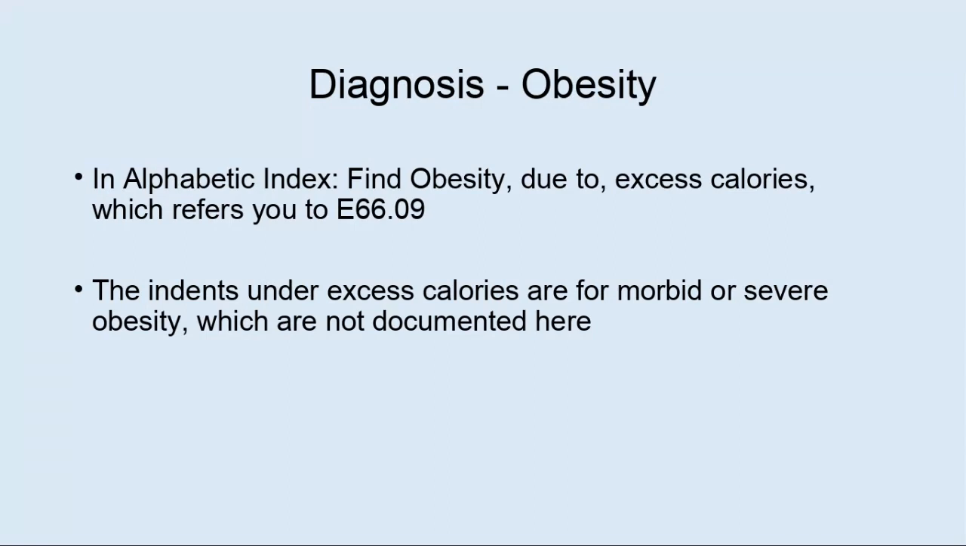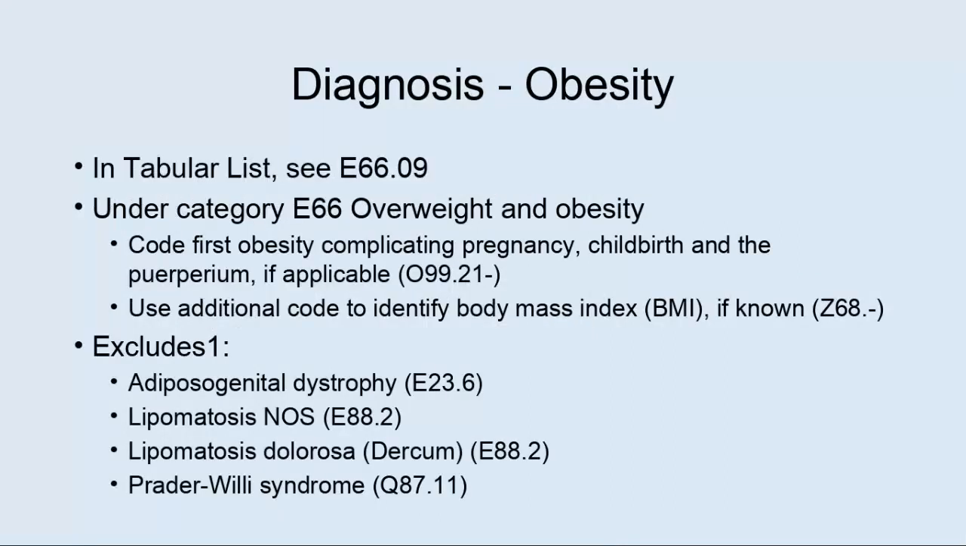Let's look at the next one. The next diagnosis is for obesity. In the alphabetic index, find obesity due to excess calories, that's the overeating, which refers you to E66.09. The indents under this category in the tabular list, or actually in the alphabetic index too, are morbid obesity, severe obesity, but we don't have that documented, so we're going to stick with the E66.09. But it's good to look around and make sure that there's nothing more specific in the index or in the tabular list. So we go to the tabular list, E66.09.